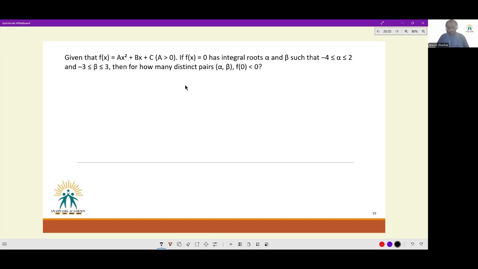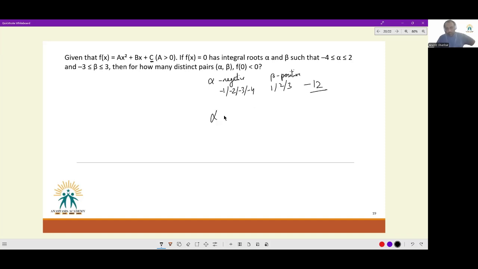If f0 is less than 0, remember, c has to be negative, and c is an indicator of product of roots, which means either alpha has to be negative or beta has to be negative. When alpha is negative, it can take values minus 1 or minus 2 or minus 3 or minus 4. And at that time, beta can take values 1 or 2 or 3. This is one set, and we get 12 possible pairs from here, 4 into 3.